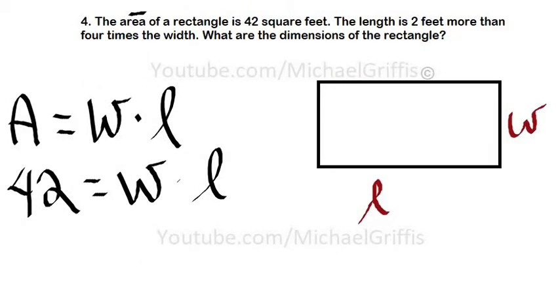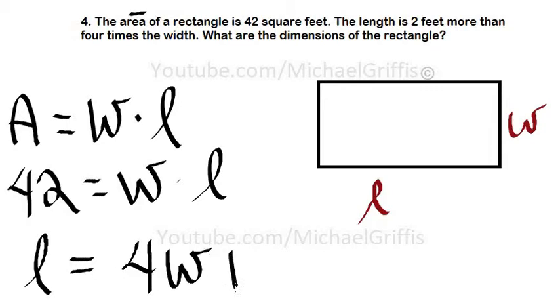Now, let's look. We got a relationship between the length and the width here. It says the length is 2 feet more than 4 times the width. The length is the key word for equal, is 2 feet more than 4 times the width. So 2 feet more than 4 times the width is 4W plus 2. Okay, so now we have a relationship between L and W.